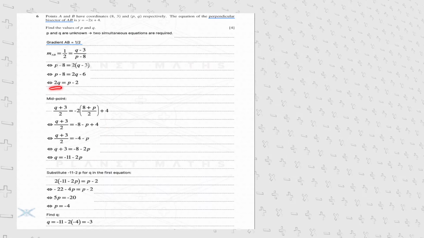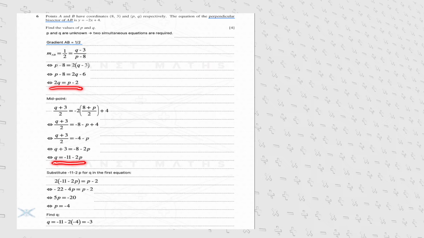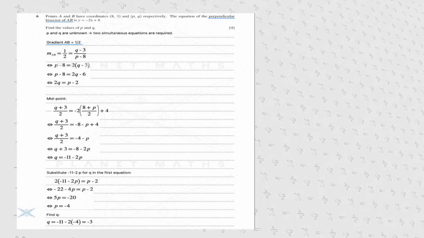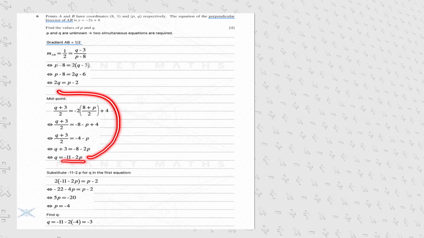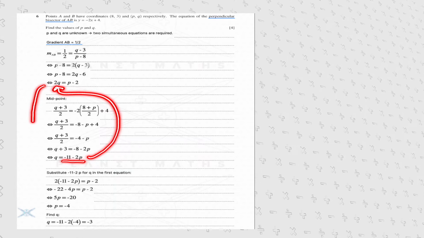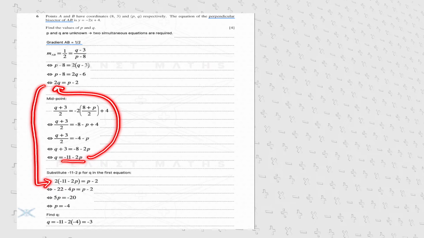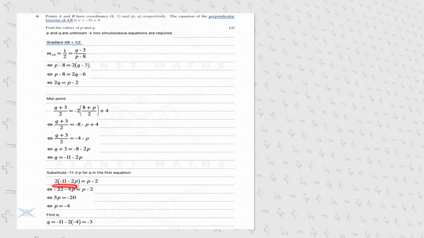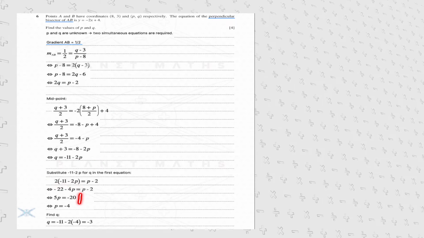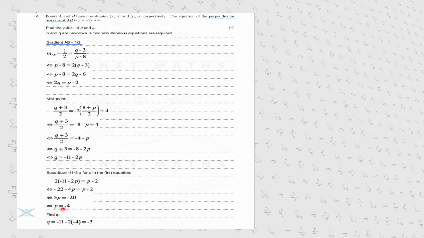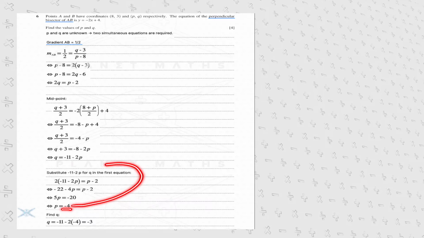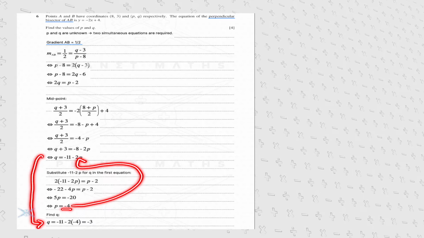Now we have set up two different equations, each of which contains P and Q, so we can now substitute the expression negative 11 minus P for Q in the first equation, which will help us in determining the value of P. In the first step we will expand the brackets and thereafter rearrange this equation for P, which has the value negative 4. To find Q we can now replace P with negative 4 and thereafter conclude quickly that the value of Q is negative 3.